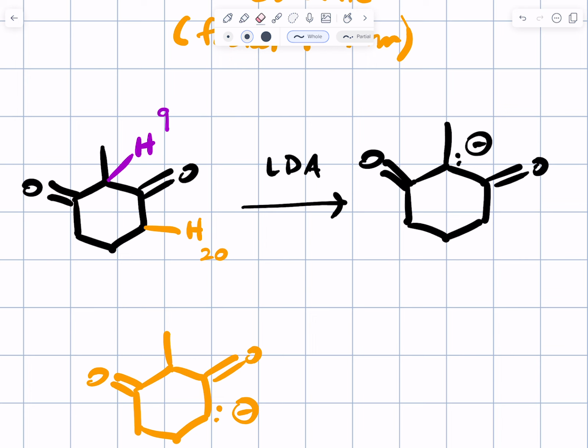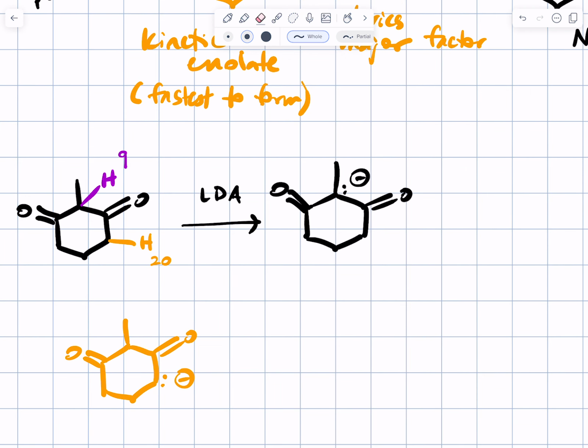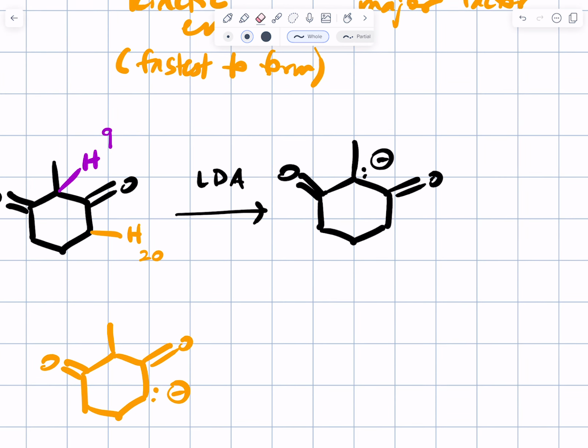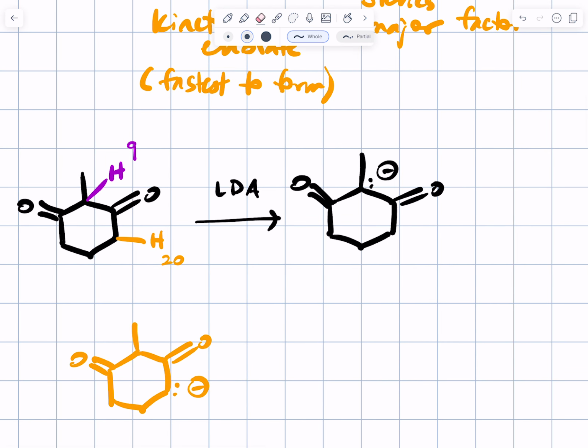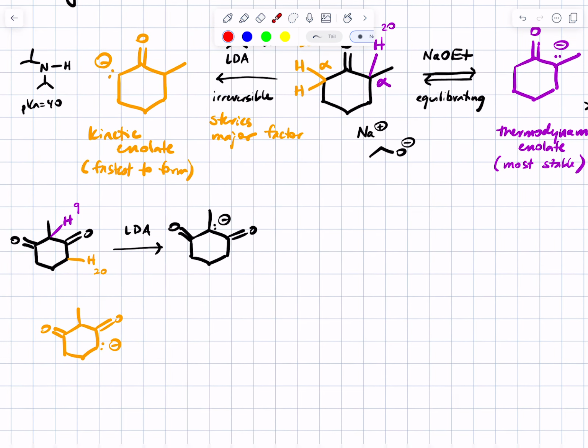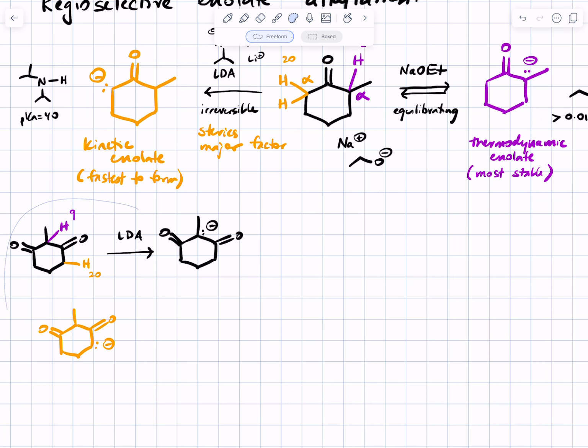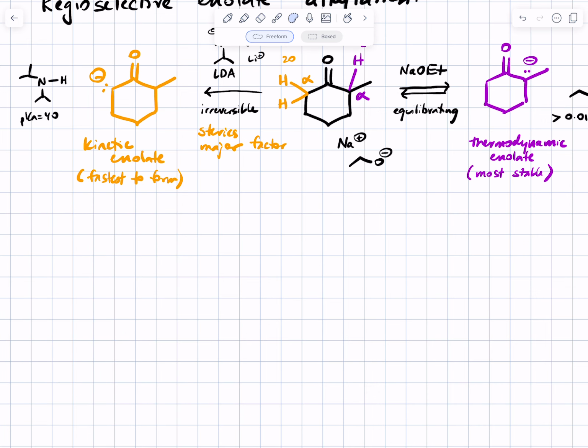Other questions? Yes. So in this situation, would both enolate products be the same? Oh yes. In this situation, whether you used LDA or sodium ethoxide would be the same. And in fact, even sodium ethoxide would be irreversible, right? A pKa for its conjugate acid of 16 would just completely remove this proton. Okay, good. So now let's talk about a subsequent reaction.